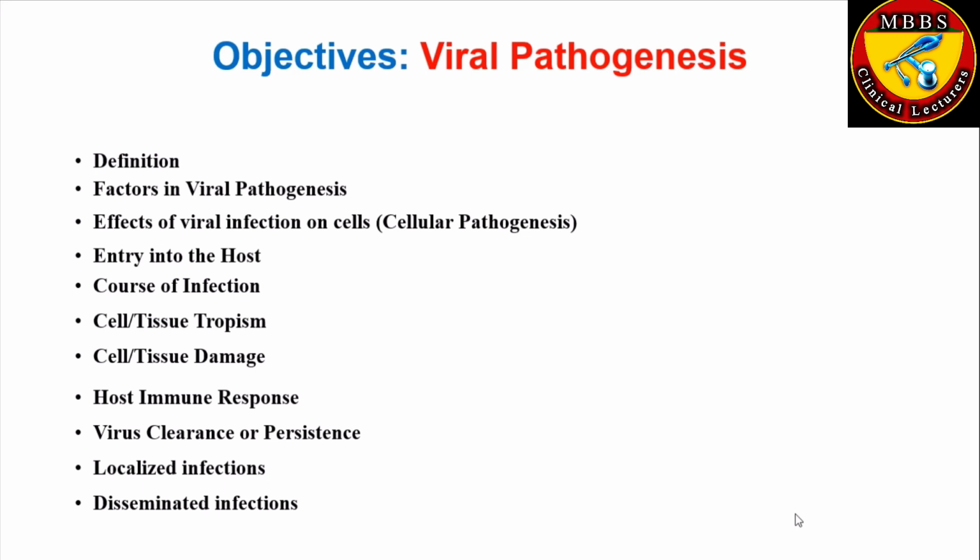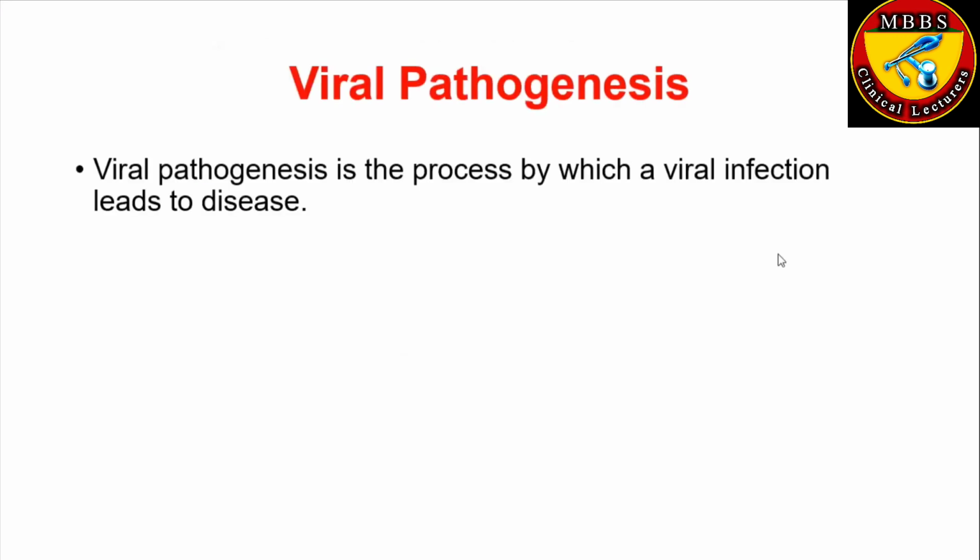in the course of which the virus is going to produce an infection, and then we'll discuss tissue or cell tropism, and then tissue or cell damage, and then we see the immune response of the host to the virus, and then we'll see the clearance of the virus or the persistence of the virus. In the end, we will discuss what the localized infections and the disseminated infections are.